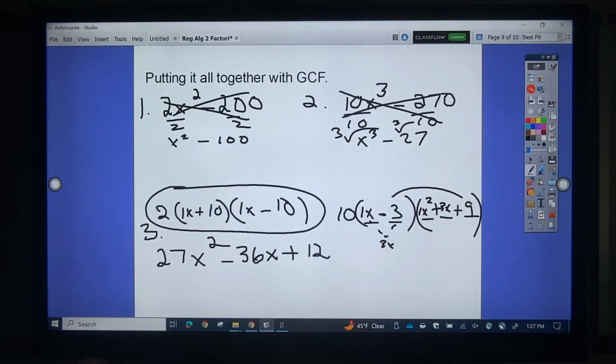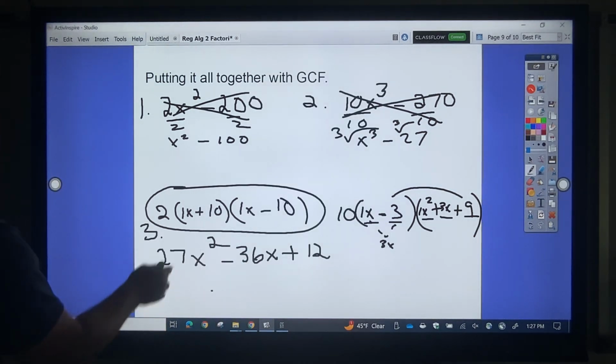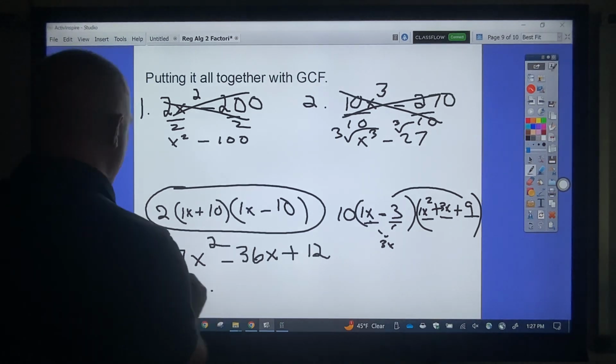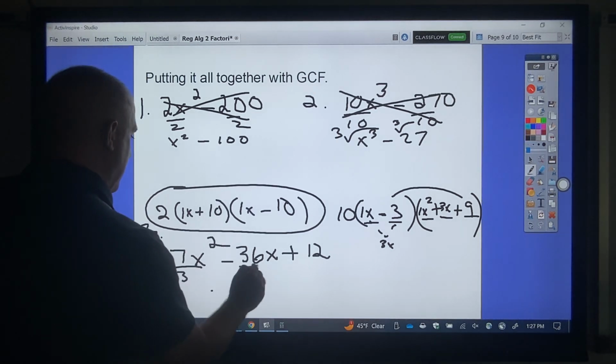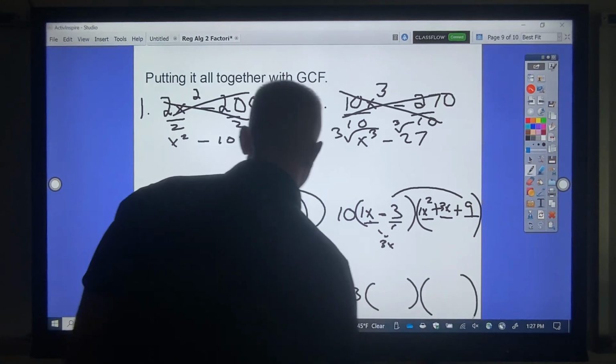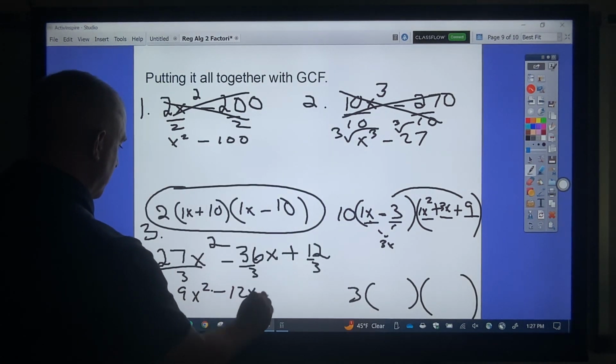Okay? This one, I think 12 doesn't go into 27. 6 doesn't go into 27, but 3 does. So I want to take out a 3 here. Okay? Put that down by my factored answer. It's going to be 9x squared minus 12x plus 4.